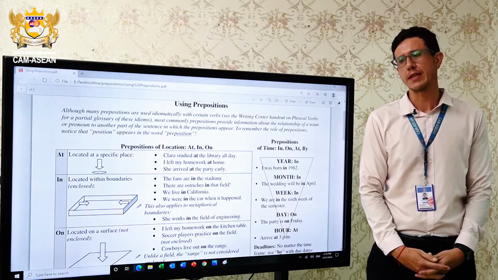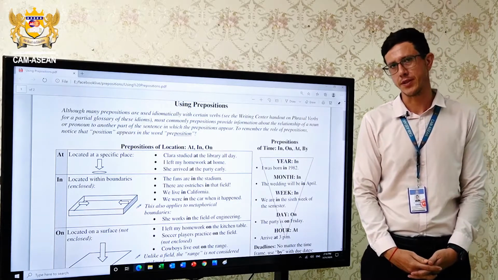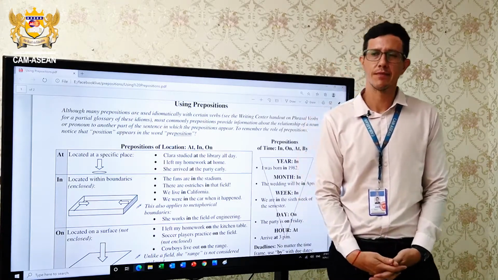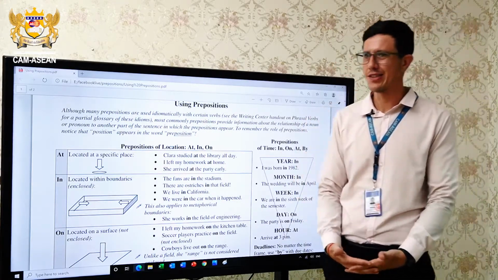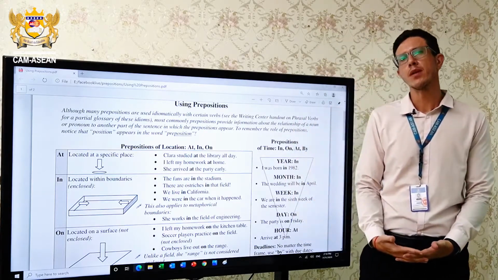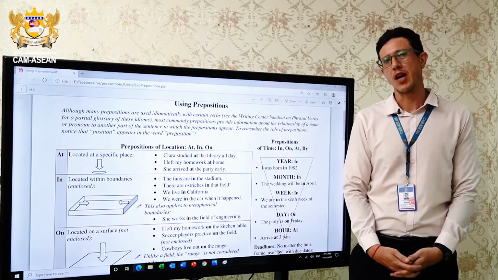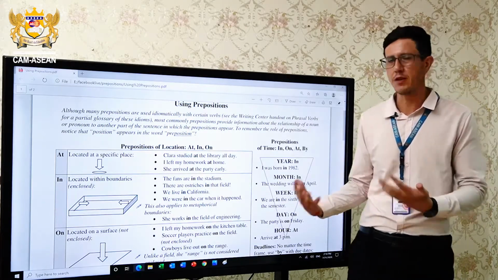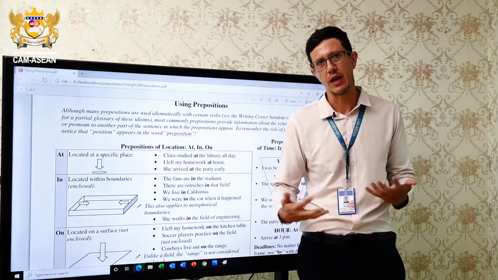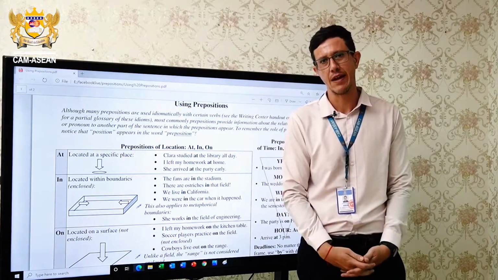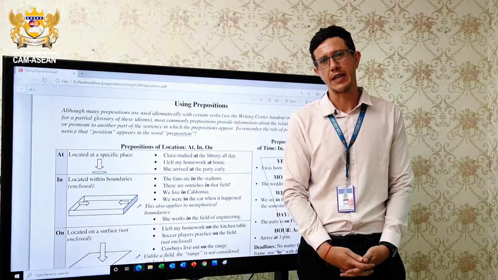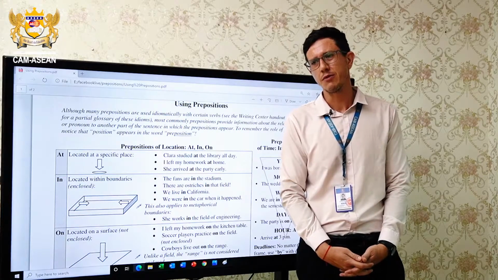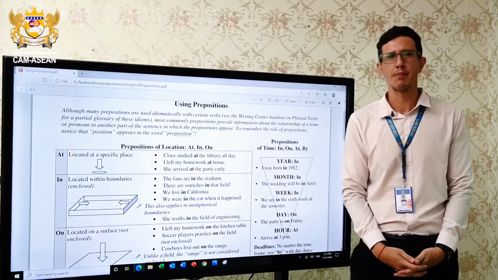So today we're going to talk about prepositions. Prepositions are one of the hardest things in English to understand, but it's also one of the most common things we use. The reason prepositions can be so confusing is because most languages outside of Latin, so languages other than English, French, German, Spanish, a lot of languages they don't use prepositions.